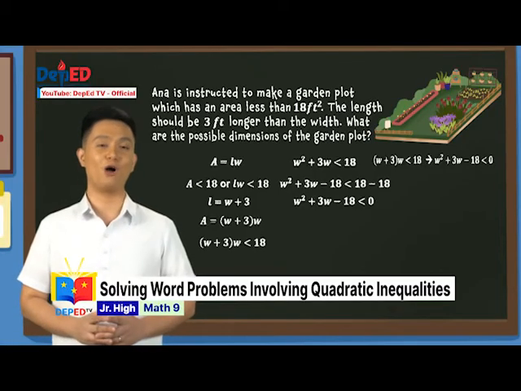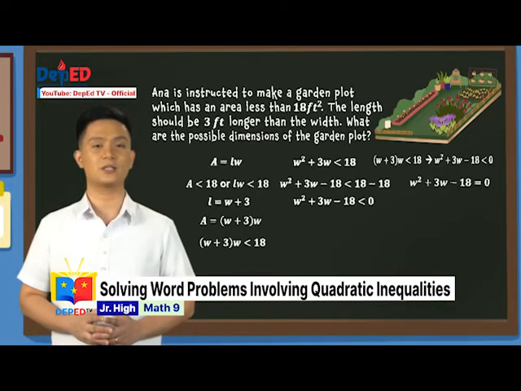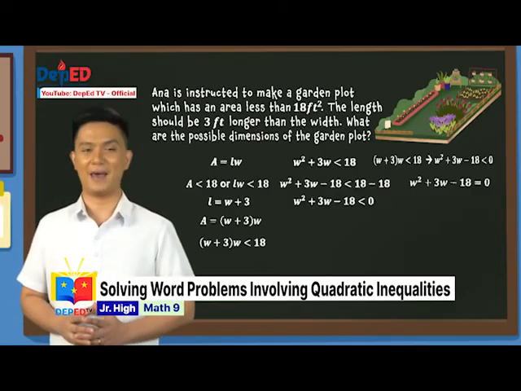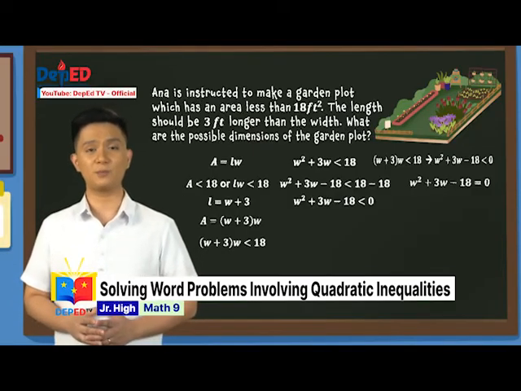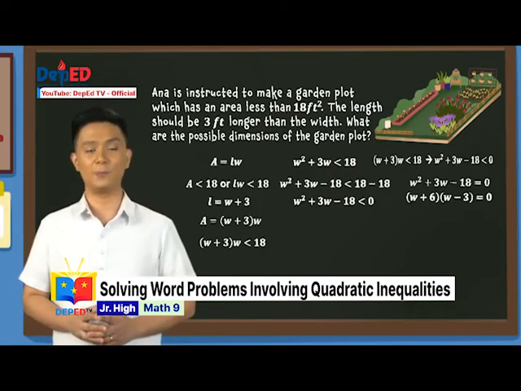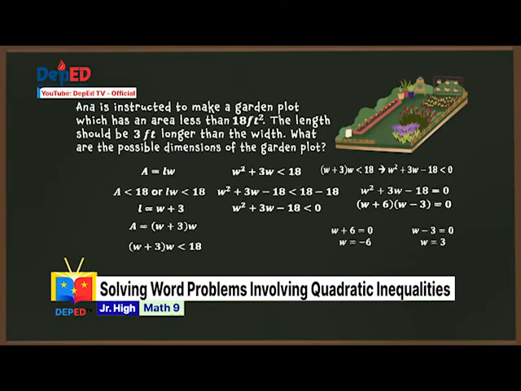First, we solve the quadratic equation W squared plus 3W minus 18 equals 0, which corresponds to the inequality, and it can be solved by factoring. Hence, the equation may be written as the binomial W plus 6 times the binomial W minus 3 equals 0. Equating each factor to 0, we can conclude that the values of W are -6 and 3. These are the critical points that will serve as boundaries in dividing the number line into regions or intervals.